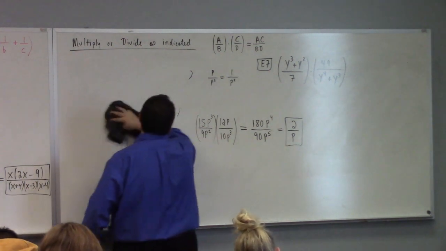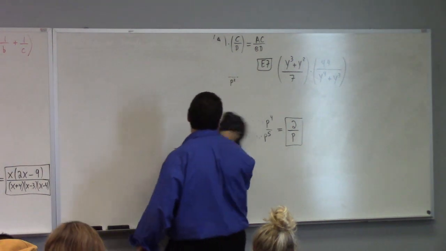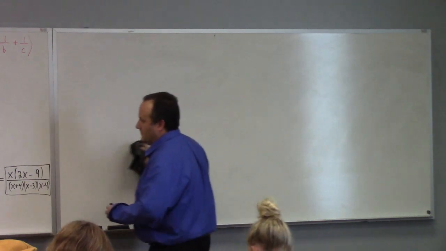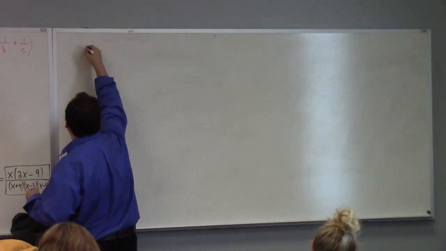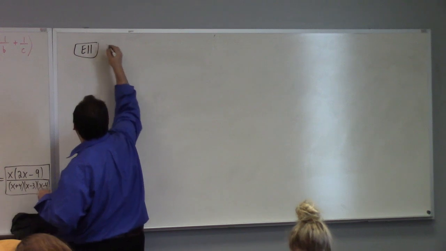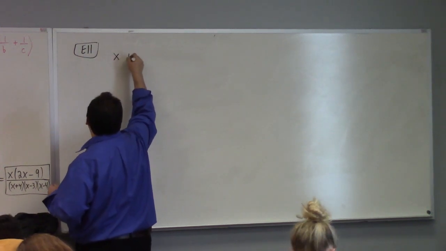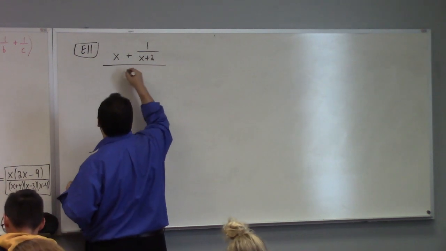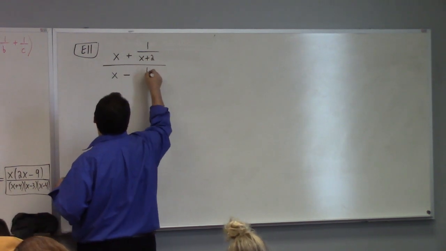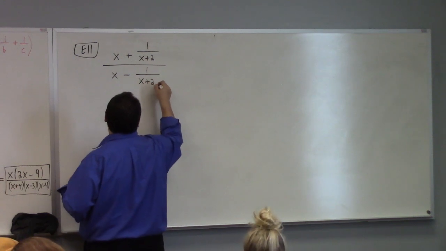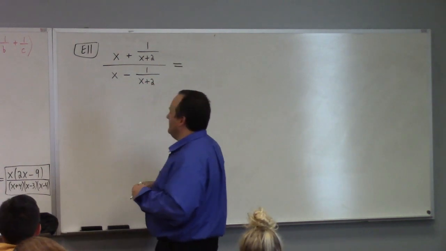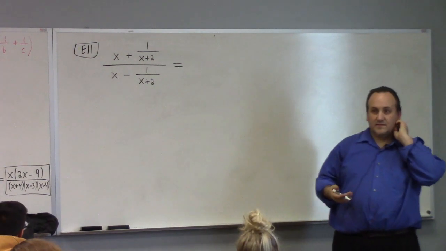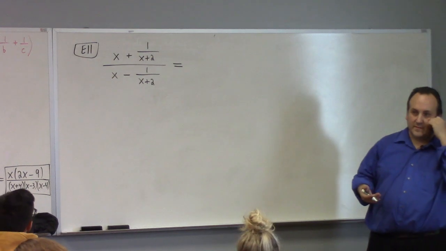So let's talk about that. So a fraction of fractions, example 11, you might be up against something like x plus 1 over x plus 2 divided by x minus 1 over x plus 2. So this is a fraction of fractions. What do you do to a fraction of fractions? How do you make this look simpler?